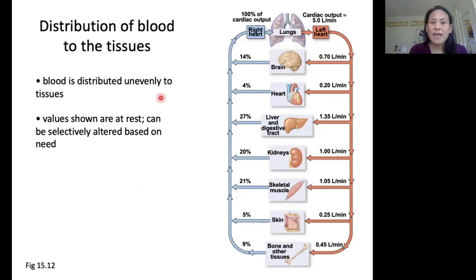The other thing I want to point out is that these are the values at rest, if we are not being active, but this distribution can be changed based on our need. So if we just ate a huge meal, for example, we can direct more blood towards our liver and our digestive tract to process that food that we just took in. Or if we're doing a lot of running, we can direct a lot of blood to our skeletal muscle. And this is something that you know from experience, I think.